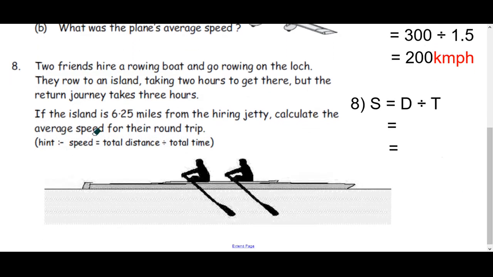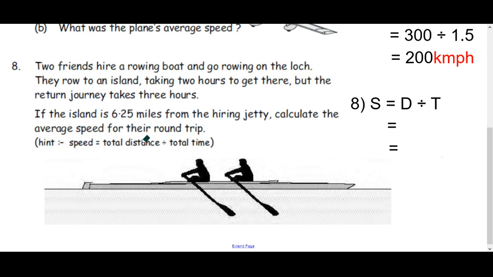Okay, last question. So a lot of words here, we've got to read it correctly. So 2 friends hire a rowing boat and go rowing in the loch. They row to an island, taking 2 hours to get there, but the return journey takes 3 hours. If the island is 6.25 miles from the hiring jetty, calculate the average speed for the round trip. A round trip is getting there and back. Okay, it's giving you a hint here.